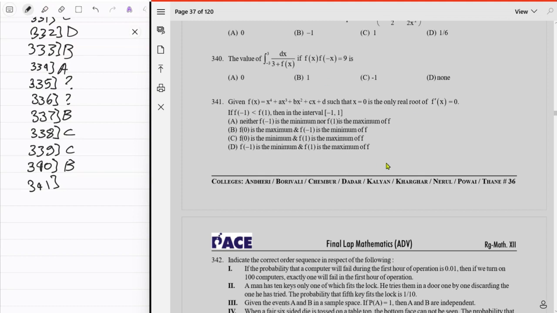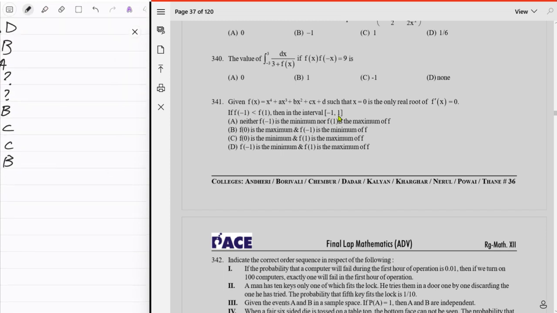f of x is equal to this function such that x equal to 0 is the only real root of f dash of x equal to 0. So f dash of x equal to 0, okay, its second derivative is positive, that's what you're saying. And x equal to 0 is the only real root, okay, just take the derivative. That means c equal to 0 for sure, so just c equal to 0.